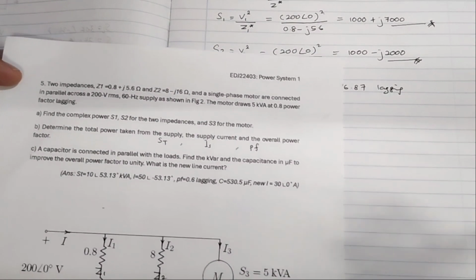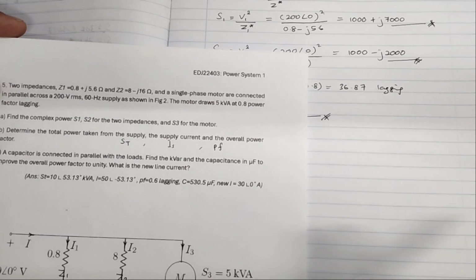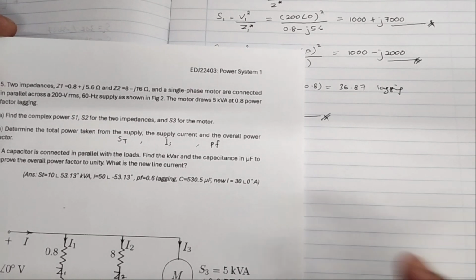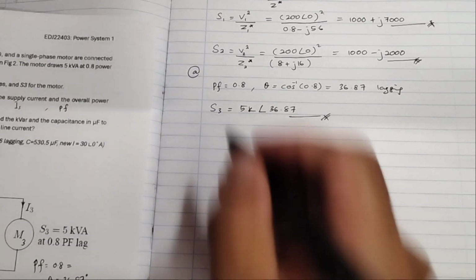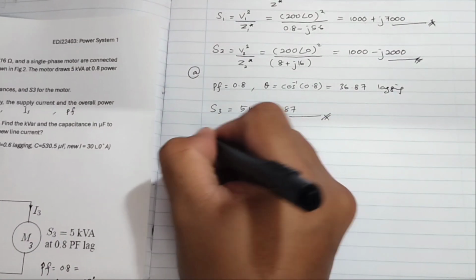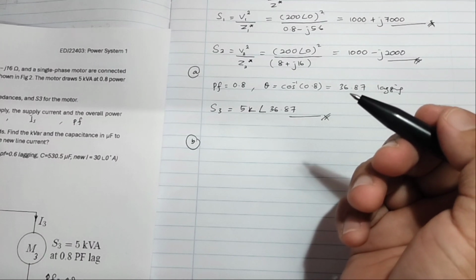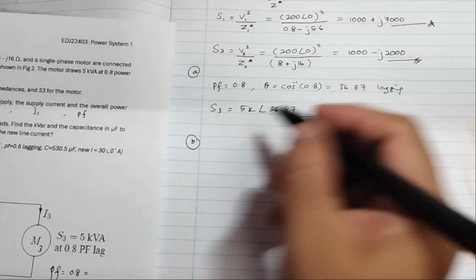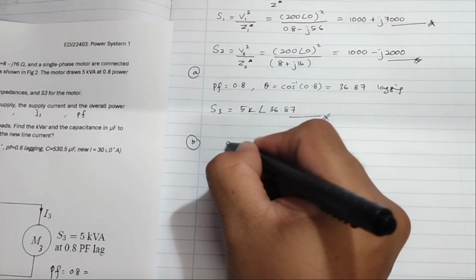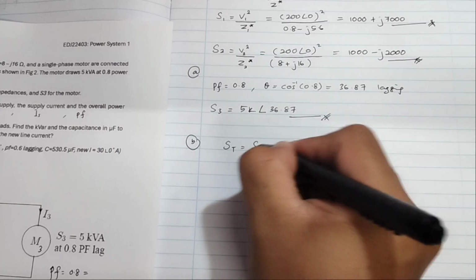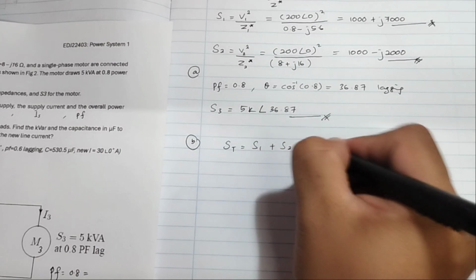So tadi yang diberi tadi untuk motor, tapi untuk total berapa? Kita kena kira lah daripada S total lah. Okay, S total dapatlah overall power factor dia. Okay, right. So untuk B, S total berapa? S total is equal to S1 power tambah je, S2, S3.